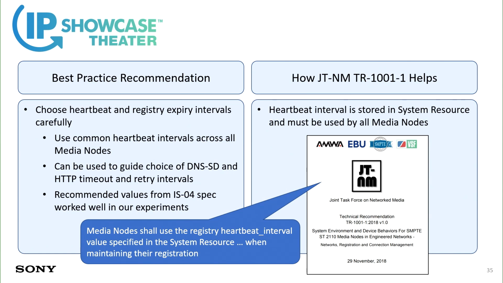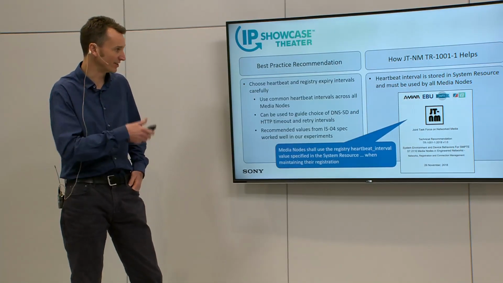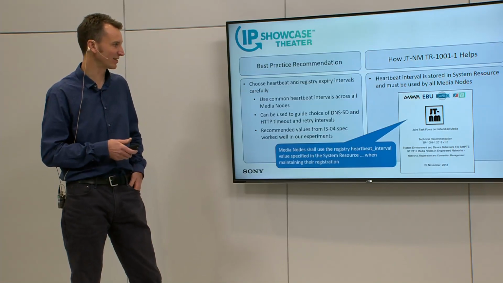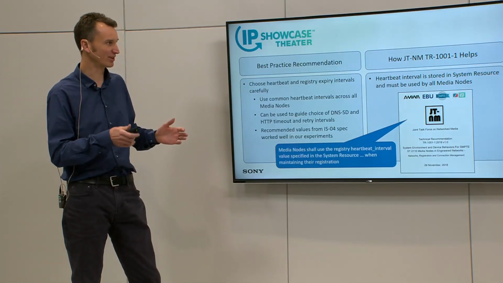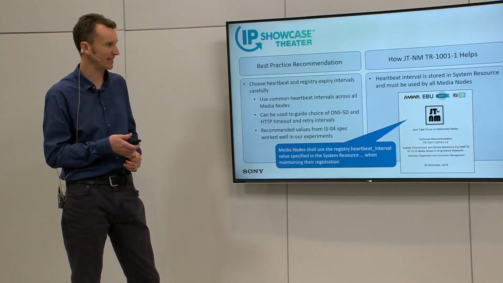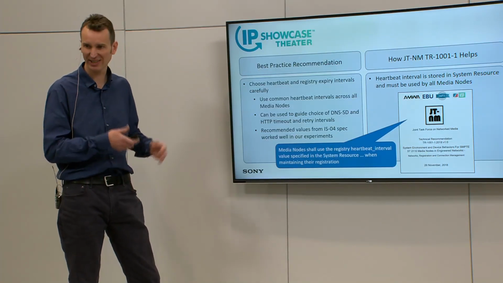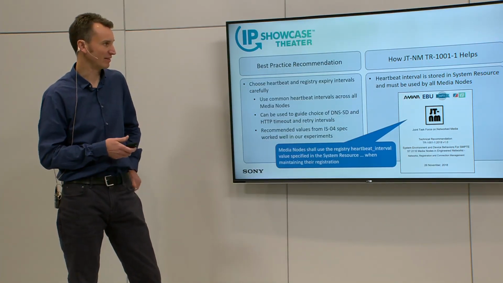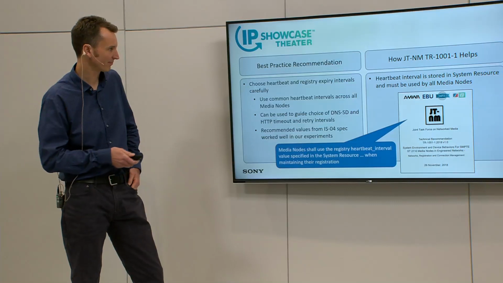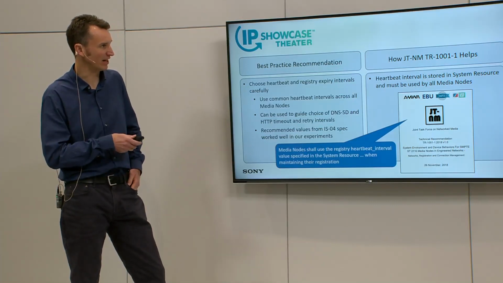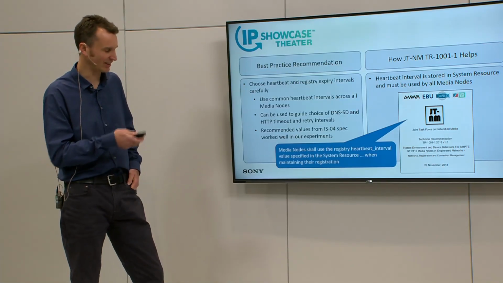So where TR 1001-1 really helps with this is that the heartbeat interval is now stored in a centralized system resource that all the media nodes have to go and look at startup and access that heartbeat interval and use it. So by mandating that that's used, this kind of meets all these issues, these best practice recommendations we've got here. So the system resource is also discoverable using DNS SD, and it's some centralized resource on the network. It could be on the same endpoint as the registry, or it could be somewhere else within the system. And I think it's going to be a new AMWA spec, IS-09, soon in the future.